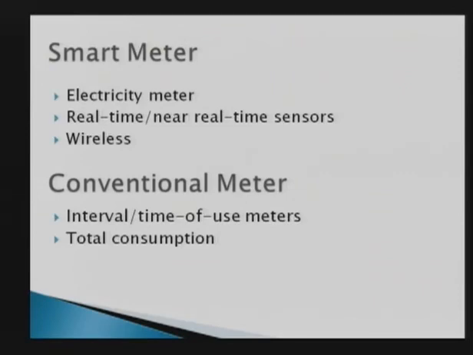And in contrast, we also listed the conventional meter here. The conventional meter, we also call it interval meter or time of use meter, because it can just record the total consumption for some period of time. And another feature of the smart meter is that it can transmit the data using the wireless network. That's the difference between the smart meter and the conventional meters.